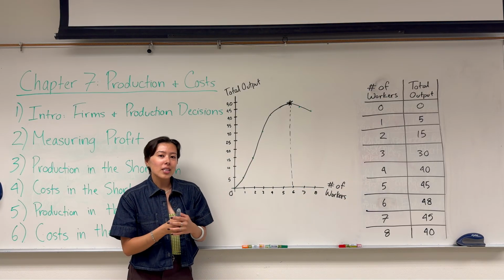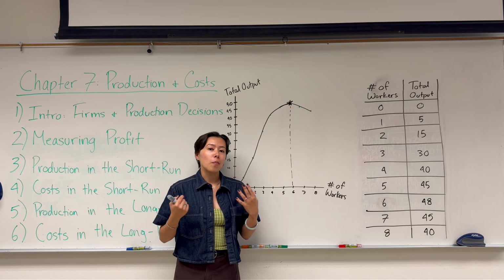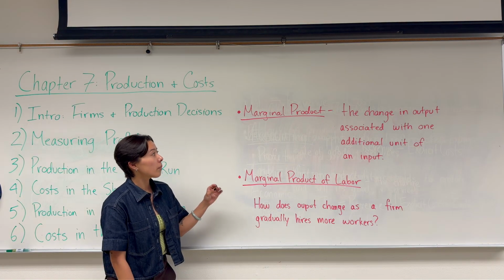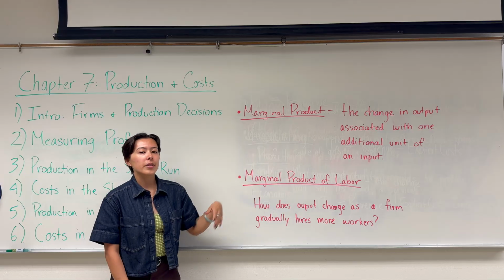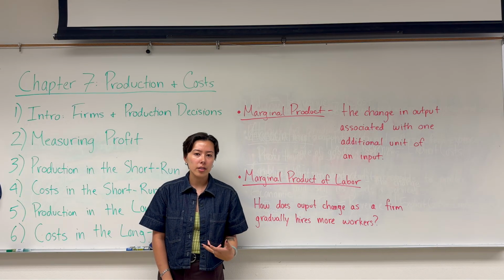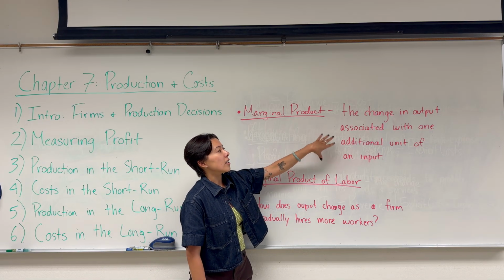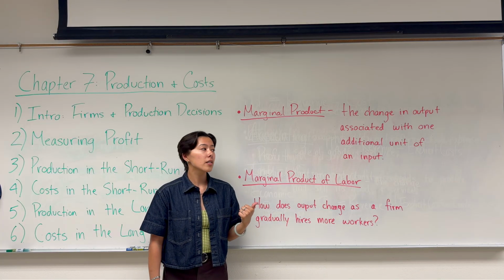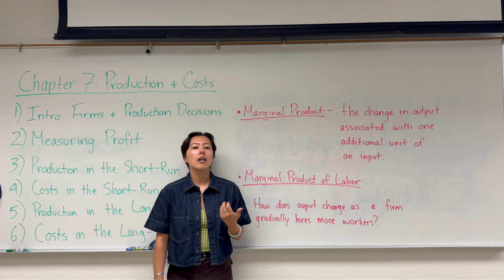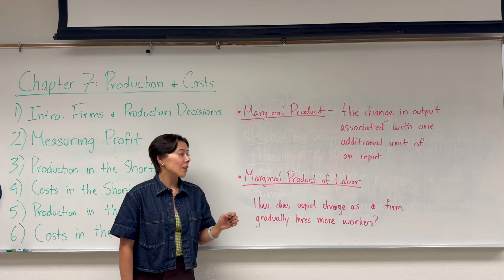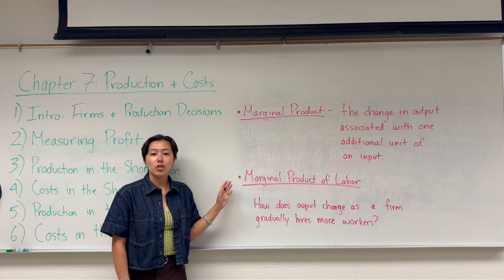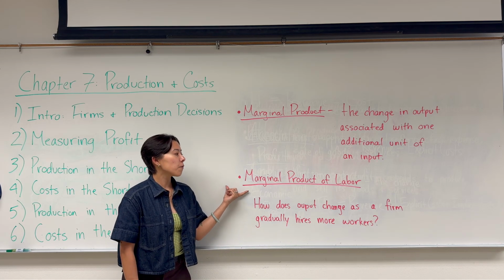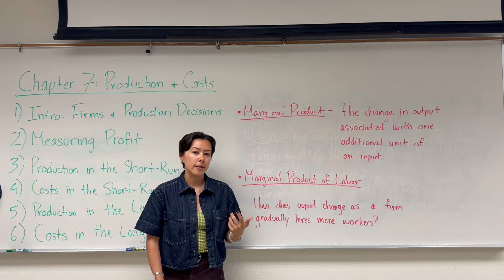But we can also look at this problem from the perspective of marginal product. So what we want to analyze here is something called my marginal product. So marginal product is the change in output that's associated with one additional unit of an input. And so specifically, if I'm talking about changing labor, then what I'm looking for is the marginal product of labor.